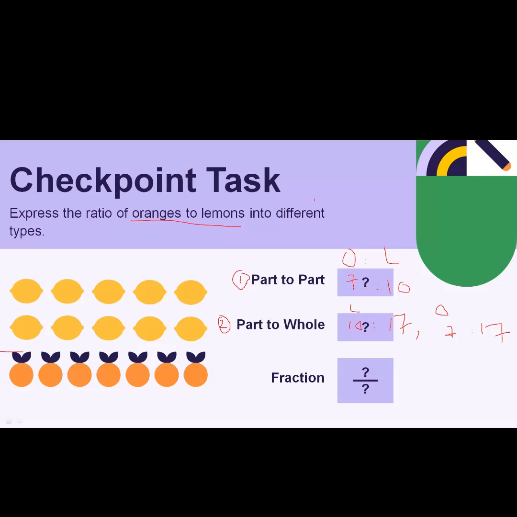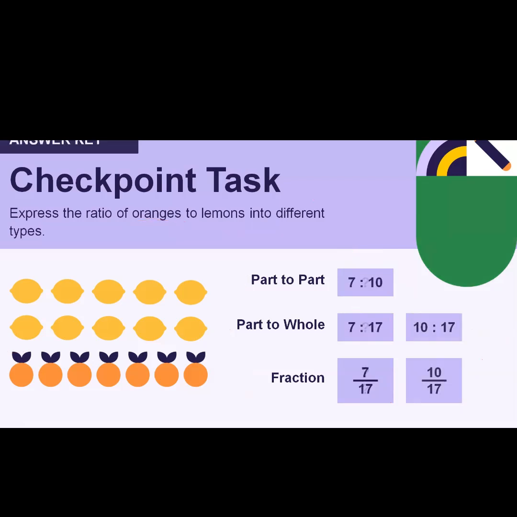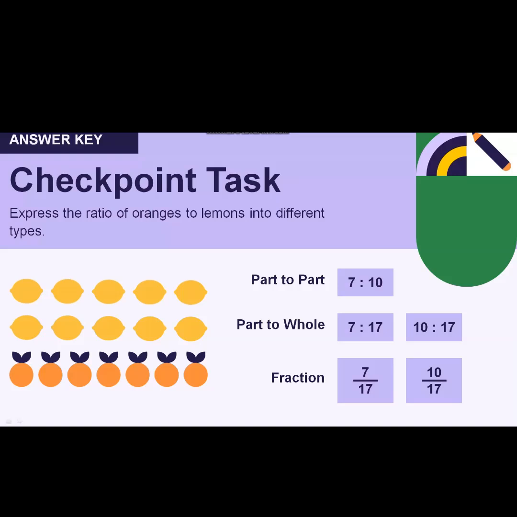Both are correct. Now the third one is fraction. You can write it 10 upon 17 or 7 upon 17 as well. You can write down 10 upon 17 or 7 upon 17. Both are correct. Fine. Here is your answer key. Part to whole, or a fraction.